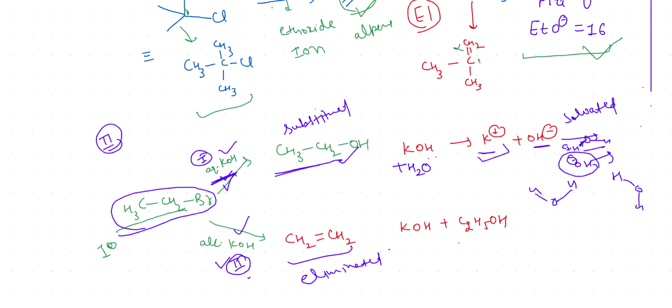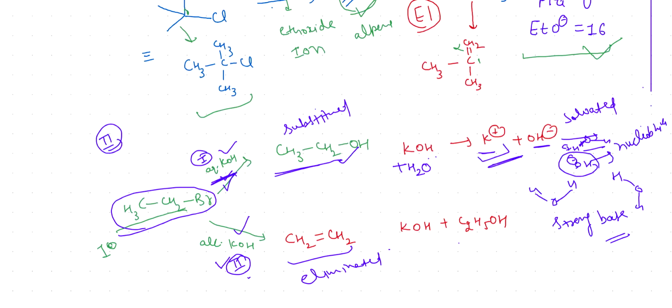Both get solvated. It acts as a nucleophile. It is not a strong base because of solvation. Due to solvation, the electron density on this oxygen decreases. I have discussed the concept of solvation already in nucleophilic substitution reactions.